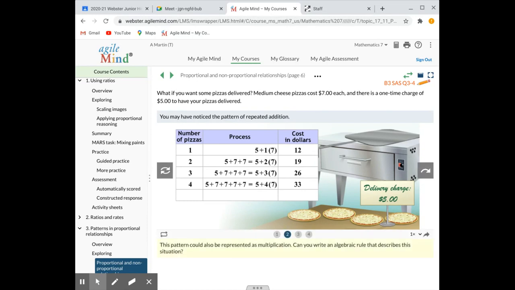So this is exactly the same as Jacaden said. And it says the pattern can also be represented as multiplication. Could we write the algebraic rule that describes the situation? So remember, we should be on question 3 in our workbook right now. So make sure that we have our process and the number of pizzas written down. If you haven't done that, go ahead and do that now.